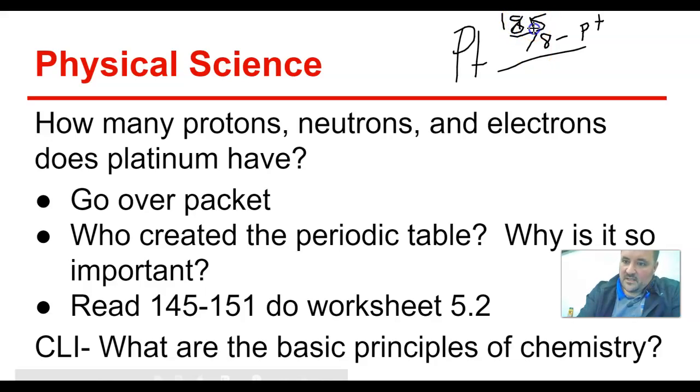195 minus 78 is 117. So that means there's 117 neutrons. And since there's 78 protons, there are 78 electrons. Hopefully you're able to get that on your paper.